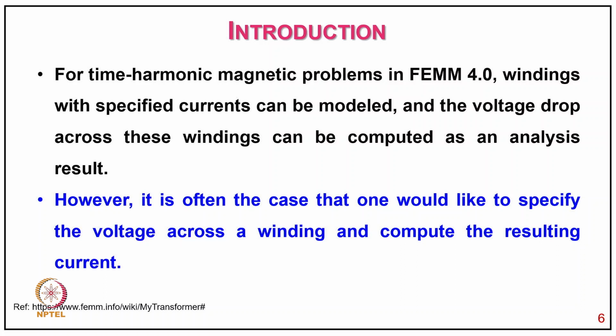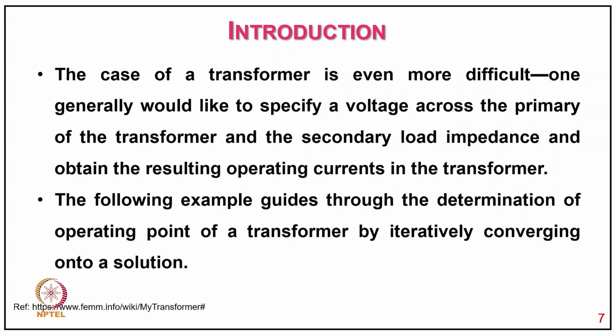So for time harmonic magnetic problems in FEMM 4.0, a winding with a specified current can be modeled, and the voltage drop across these windings can be computed as an analysis result. However, it is often the case that one would like to specify the voltage across a winding and compute the resulting current. The case of a transformer is even more difficult. One generally would like to specify the voltage across the primary winding and the secondary load impedance, and obtain the resulting operating current density in the transformer. The following example guides the determination of the operating point of a transformer by iteratively converging onto a solution.